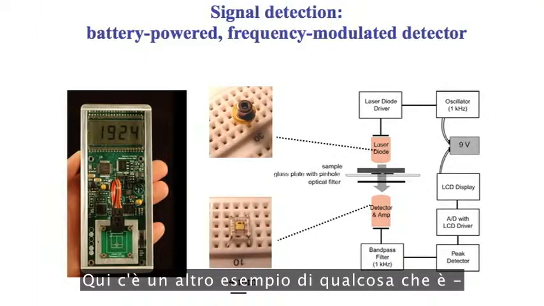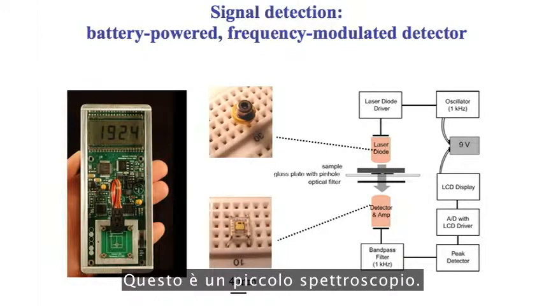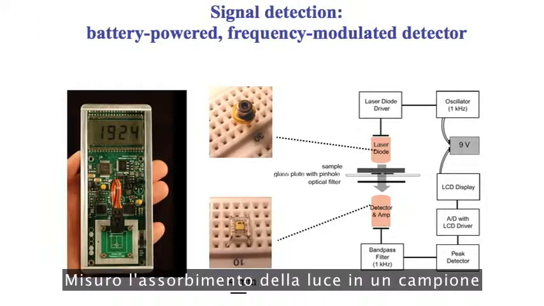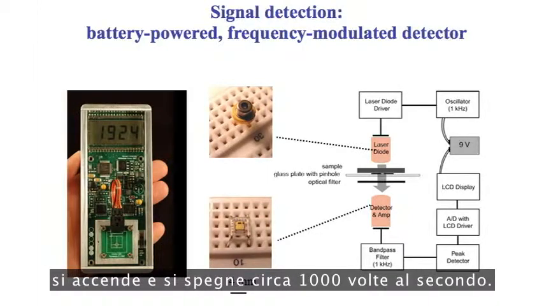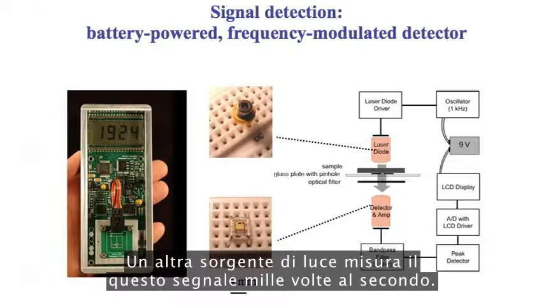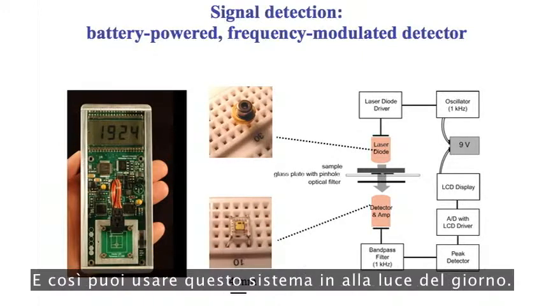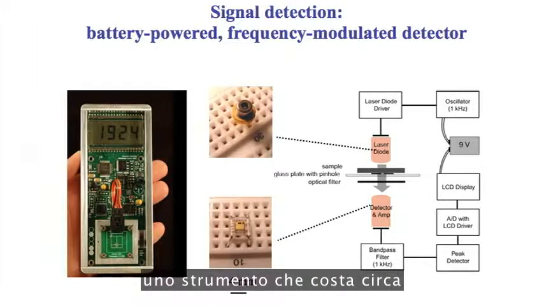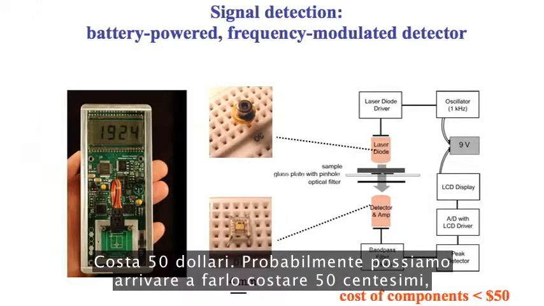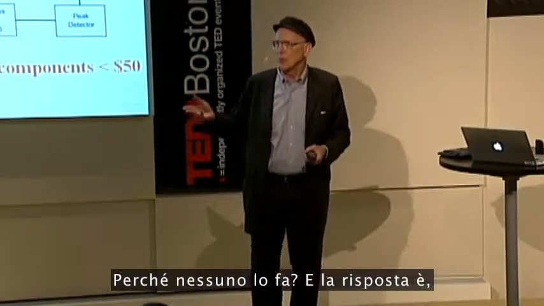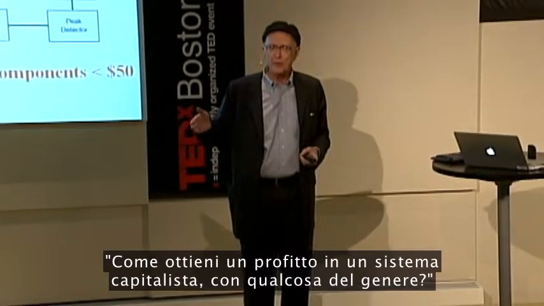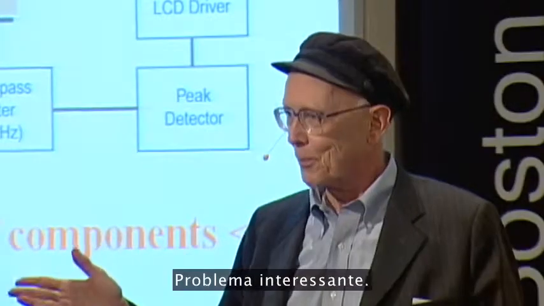Here's another example of something, which is a little spectrophotometer. It measures the absorption of light in a sample. The neat thing about this is you have a light source that flickers on and off at about 1,000 hertz, another light source that detects that light at 1,000 hertz, and so you can run this system in broad daylight. It performs about equivalently to a system that's in the order of $100,000. It costs $50. We can probably make it for 50 cents if we put our mind to it. Why doesn't somebody do it? And the answer is, how do you make a profit in a capitalist system doing that? Interesting problem.